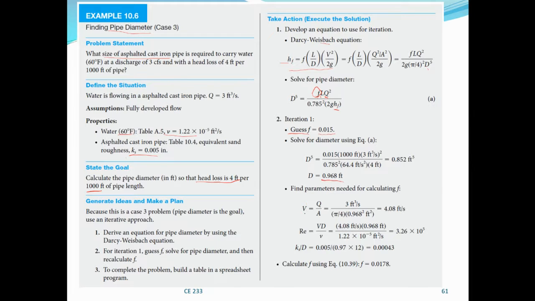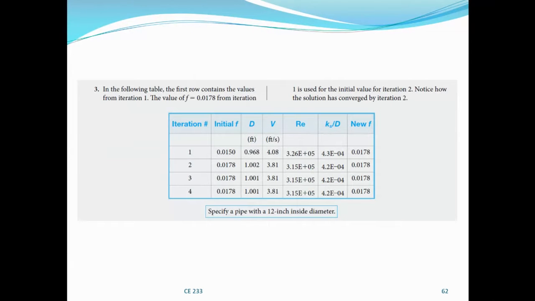Once we get the diameter, we can get the velocity, the Reynolds number and the relative roughness, and use Moody's diagram with this relative roughness and Reynolds number to find F. You can see this is the F from Moody's diagram, and this is the assumed value of F, which are different, 0.015 and 0.0178. So we use this as the new F, recalculate the diameter and repeat the process for the second iteration. This is like a table, for which you can use Excel.